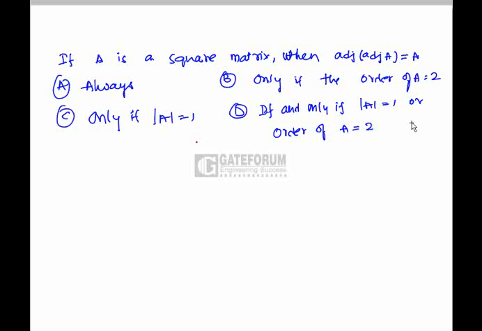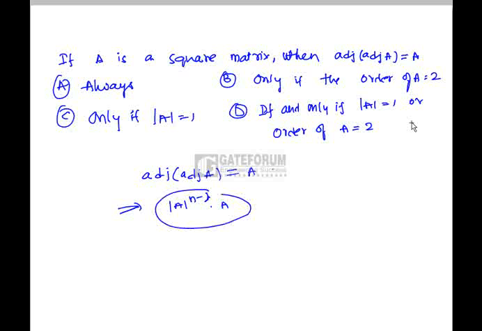It is given that A is a square matrix and it is asking when A satisfies the condition adj(adj A) = A. Now we know that adj(adj A) is nothing but |A|^(n-2) times A. So this |A|^(n-2) A will be equal to A if |A| = 1 or the order is 2. So the answer is option D.